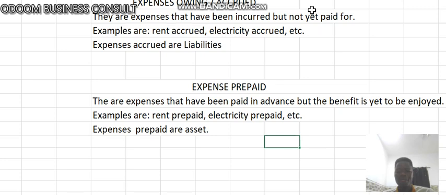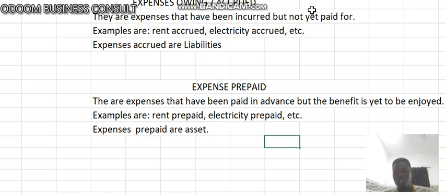Now, rent prepaid, as we said, is one of the expenses prepaid. You can also have electricity prepaid. In my country, Ghana, the electricity is usually prepaid. You pay for the electricity before you begin to enjoy. Previously, you would enjoy the electricity for a whole month, and when the month ends, the government comes to take the money. But now, you pay for the electricity, and after paying, they give you access to enjoy it afterwards. So in this case, it becomes electricity prepaid because you pay for it before you begin to enjoy the benefits.